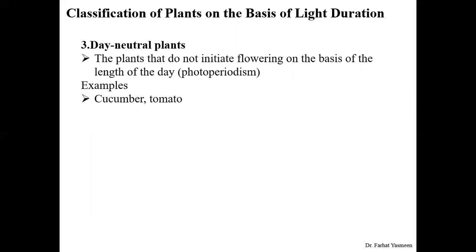Day neutral plants are those plants which do not initiate flowering on the basis of the length of light, or we can say that they are independent of light duration. Their flowering is not dependent on light duration. Examples of those plants are cucumber and tomatoes.